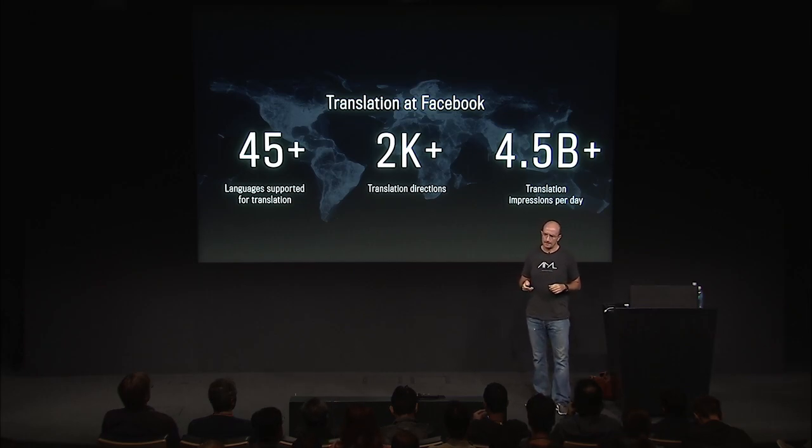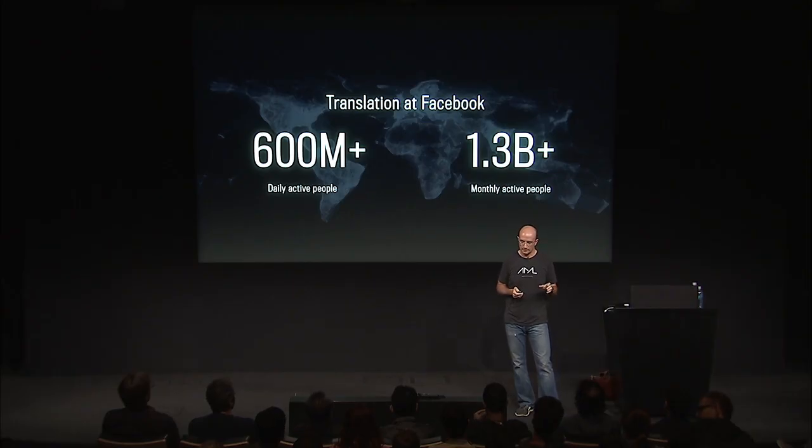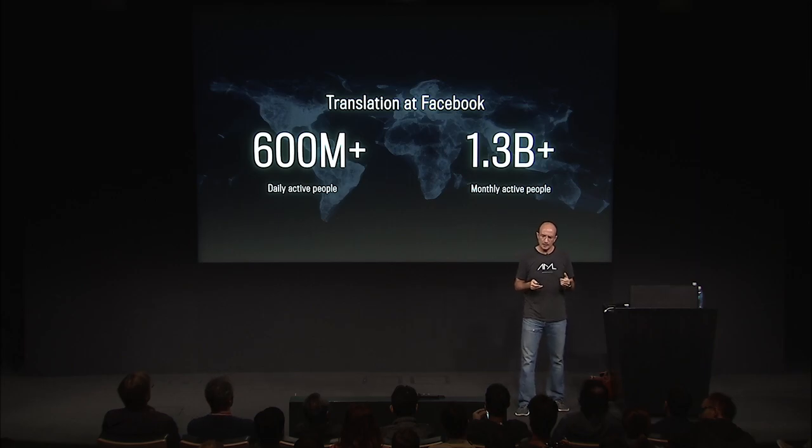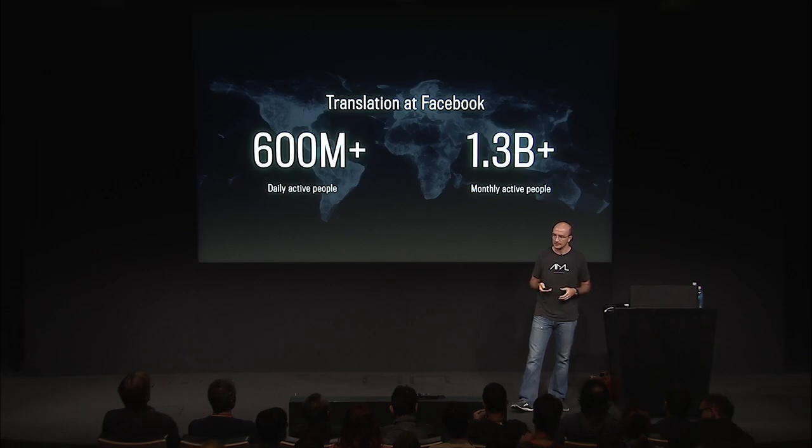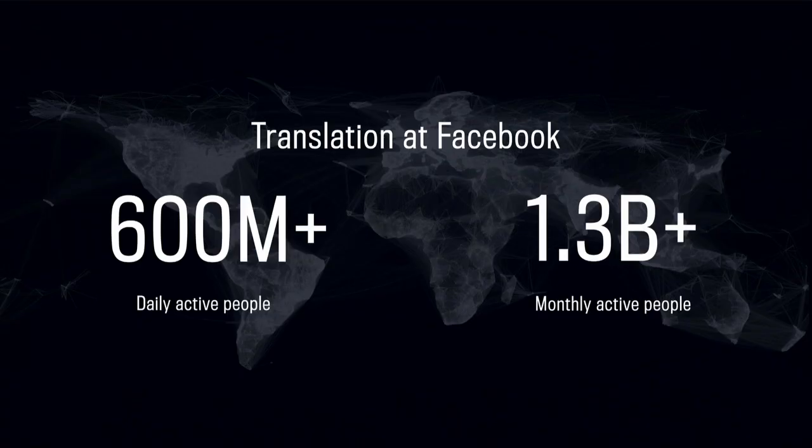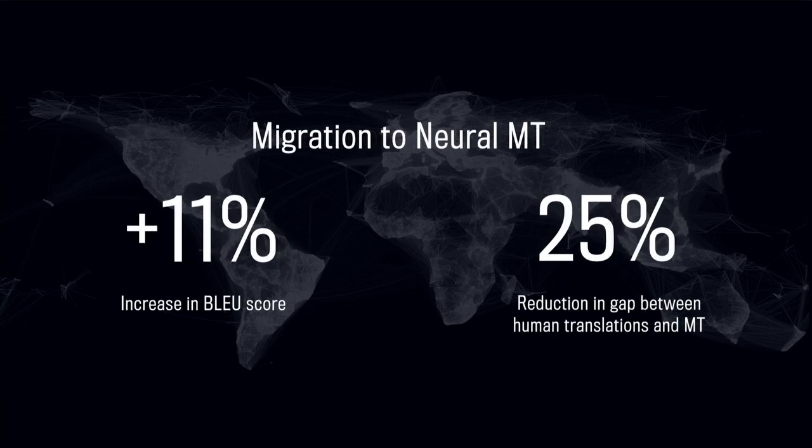We support over 2,000 translation directions, and we serve over 4.5 billion translated posts every single day, right? Post impressions. As I was saying, before I tell you about neural nets, in terms of how many people are exposed to this, 600 million people every single day see translated posts in their feed, and about 1.3 billion every month, which is a huge deal. It's a lot of people. All right, so I was telling you about this migration.